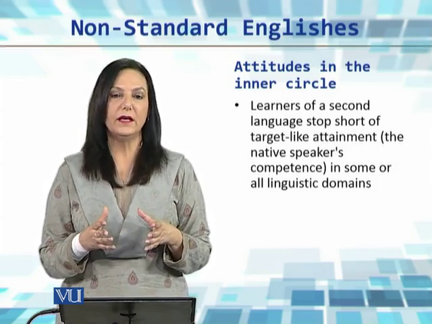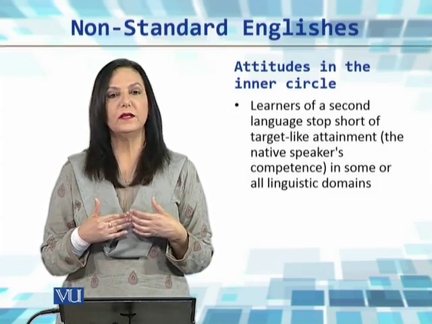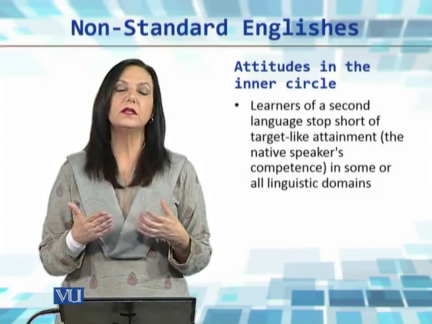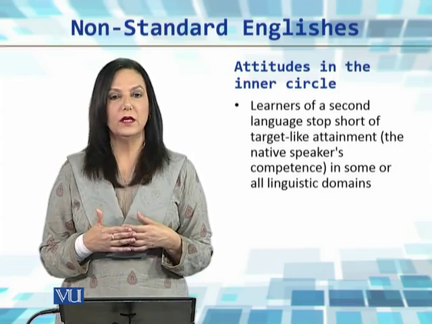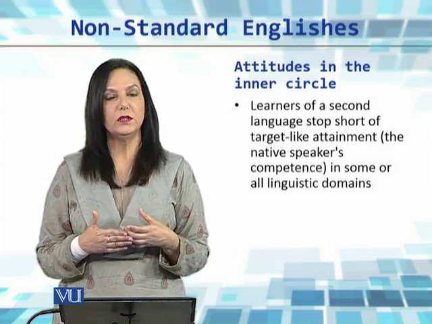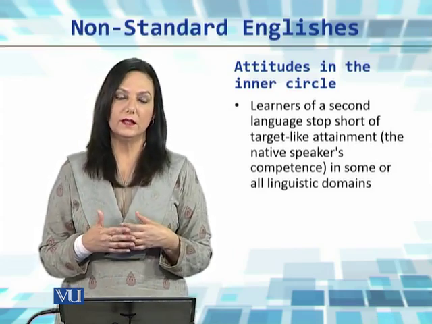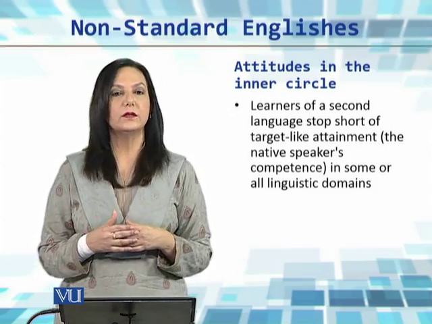So we believe that it's not only the varieties which have developed in the outer circle countries which are considered non-standard, but the regional varieties in the inner circle countries are also considered non-standard. And then also the varieties which are used by certain races and certain classes in the inner circle countries are also considered non-standard.